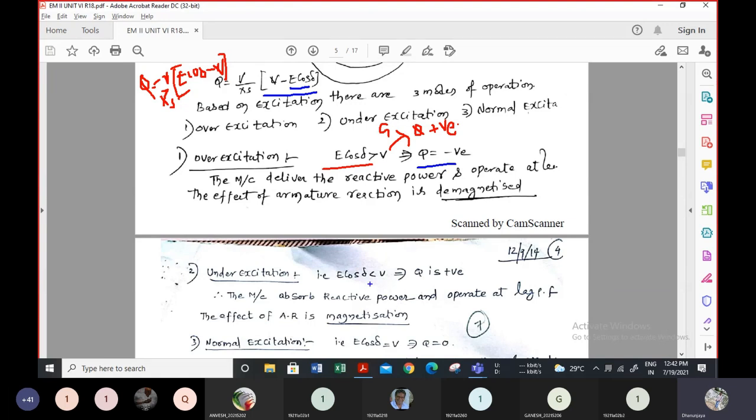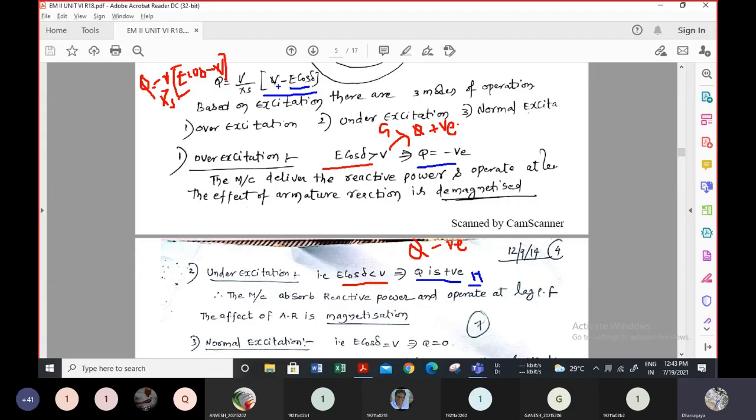Let's discuss the second case also. In under excitation, you can see E cos delta is less than V here. This is common for both. Substitute this relation, as E cos delta is less than V, so Q will be negative in the synchronous generator. I'm using this red color for the synchronous generator: Q is negative for the synchronous generator, and I'm using blue for the synchronous motor. Q is positive for the synchronous motor here. Why? Because E cos delta is less than V here.